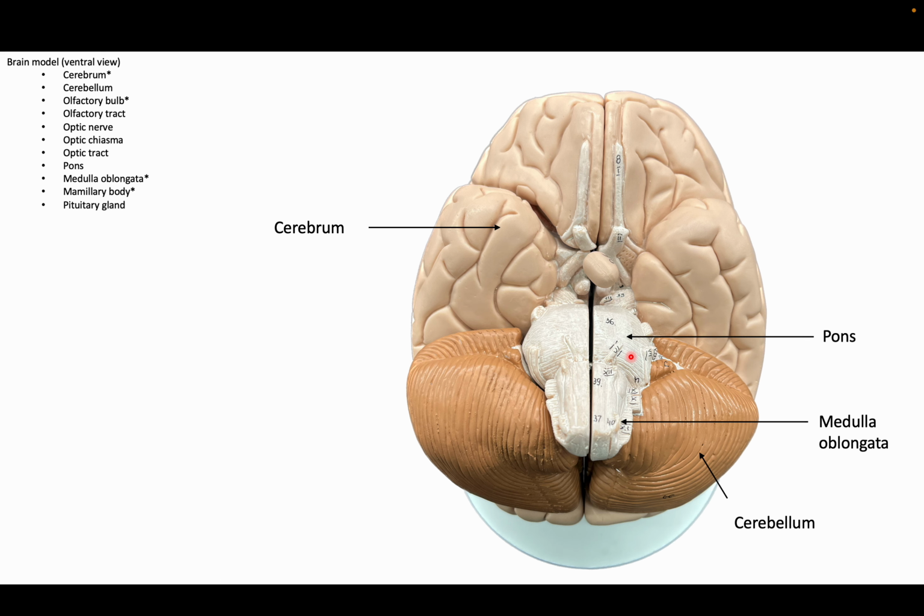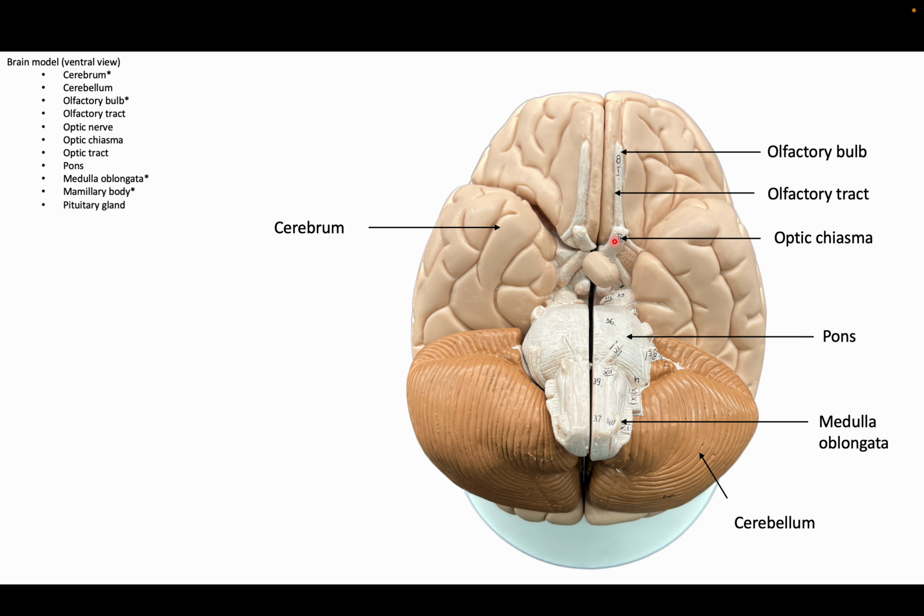All right, now some new structures that we haven't seen yet. This is the olfactory bulb. This is going to send smelling information to the olfactory tract, and that goes further down into your brain for your brain to process what you're smelling.